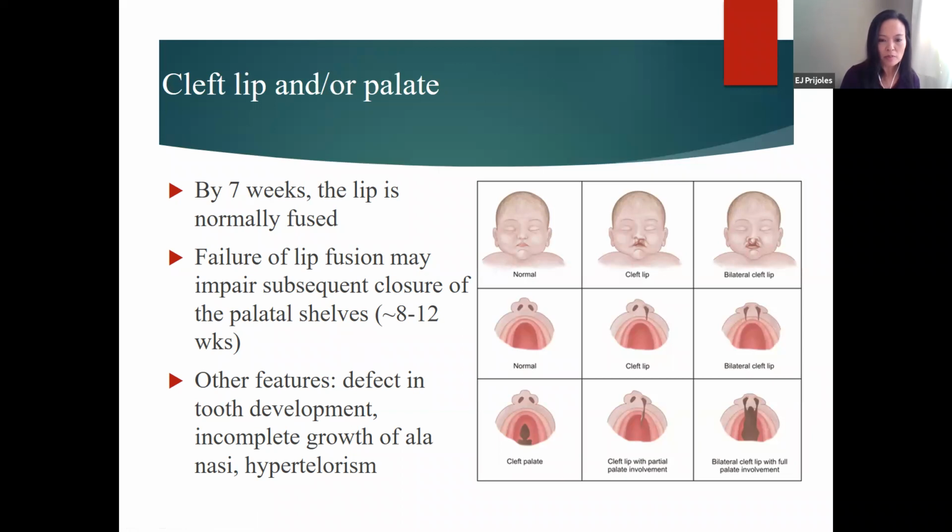And then other things you might identify in a child as they grow with cleft lip and palate include difficulties or problems with tooth development and incomplete growth of the alae. So sometimes you see this splaying of the nares. And oftentimes we might recognize that children with cleft lip and palate may have wider spacing between the eyes.